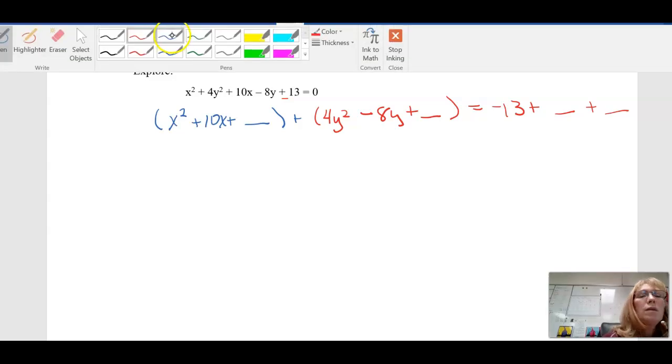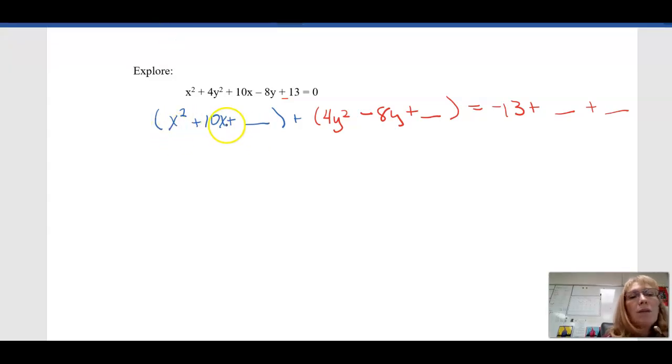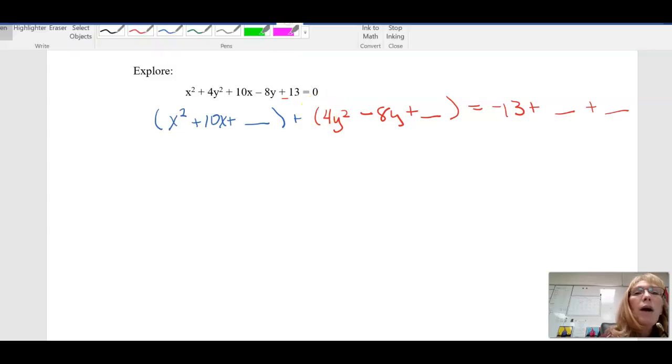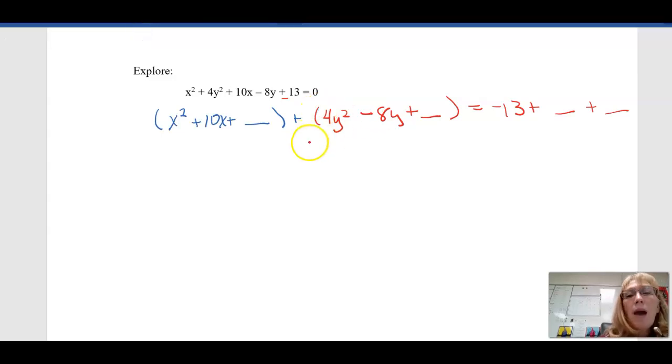Well, the first one, when we look at the x's, I don't have to divide by anything. I don't have to factor anything out. So he's ready to go. But the y's, I have this 4 in common. So I have to get rid of that 4. To do that, we're going to factor that 4 out.